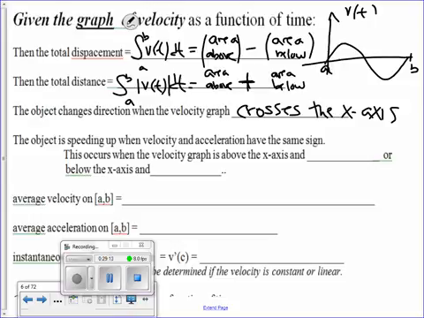Okay, now remember the object is speeding up when velocity and acceleration have the same sign. This occurs when the velocity graph is above the x-axis and increasing, because then the acceleration would be positive too. Acceleration is just the slope of velocity. So when the velocity graph is above the x-axis and increasing, or they could both be negative, below the x-axis and decreasing.